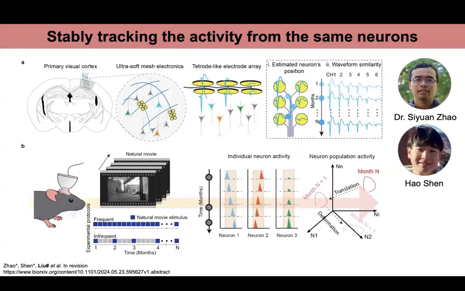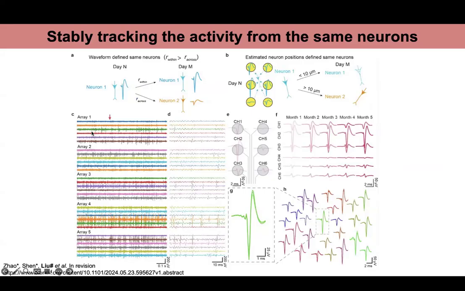Then we found that our technology seems to be ideal to address this question because, as I mentioned in the very beginning, we use the waveform that we capture from each channel to determine if we can capture the activity from the same neuron. Then we can look at their individual neuron representation or the population dynamics. This is a result where we had the animal watch the same movie again and again over 5 months. From this recording signal analysis, we can capture the activity from the same neuron over these 5 months of recording.